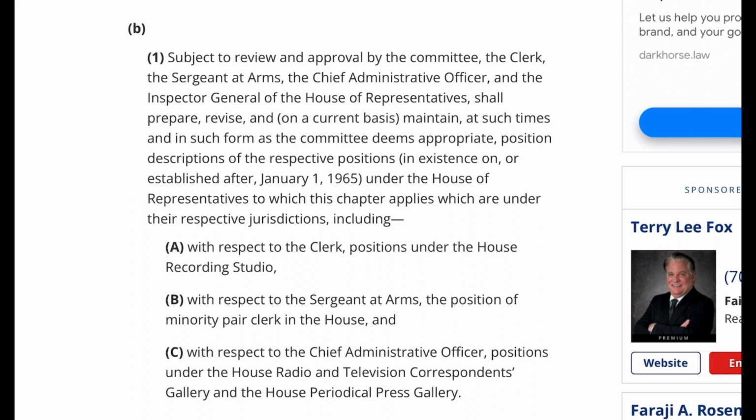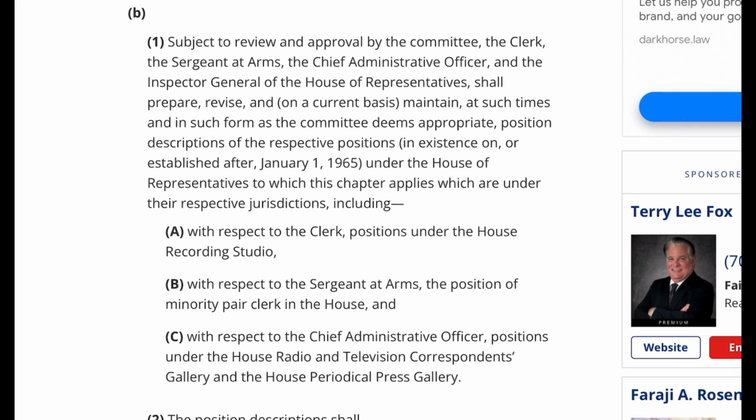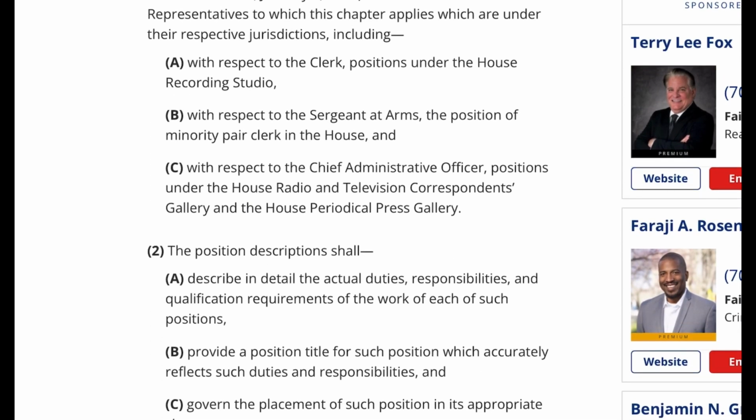with respect to the Sergeant-at-Arms, the position of minority pair chair clerk in the House; and c. with respect to the chief administrative officer, positions under the House Radio and Television Correspondence Gallery and the House Periodical Press Gallery. 2. The position descriptions shall a.